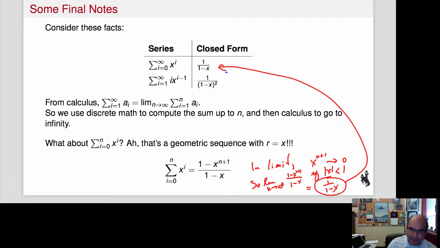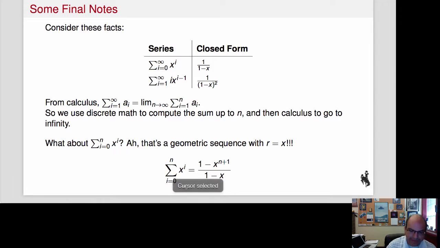If x is actually equal to 1, then you have the sum of 1 plus 1 plus 1 plus 1 plus 1 an infinite number of times. So if x is equal to 1, this thing does not converge. This thing goes to infinity. And if x is greater than 1, the same thing happens. It actually doesn't converge at all. So this only converges when the absolute value of x is less than 1. Okay, that's the calculus part.